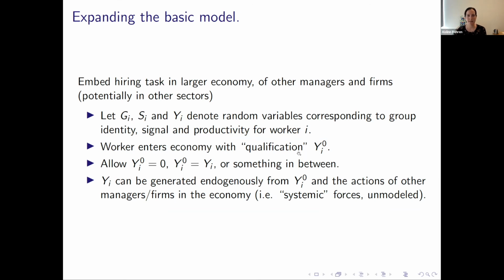It allows us to say what discrimination has occurred through the whole system since workers had this given level of qualification, say. We could set it to be 0 or a constant, which essentially measures all disparities. We could set it to be current productivity, which would measure just discrimination coming from signaling, or it could be something in between. And importantly, productivity can be generated endogenously from the qualifications, as well as the actions of other managers and firms in the economy. In other words, what we call systemic forces.